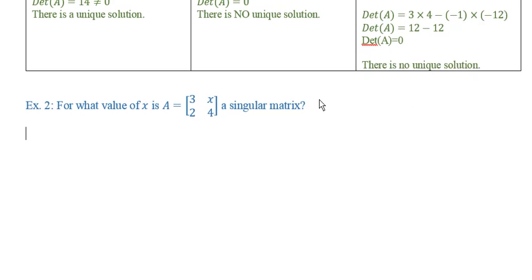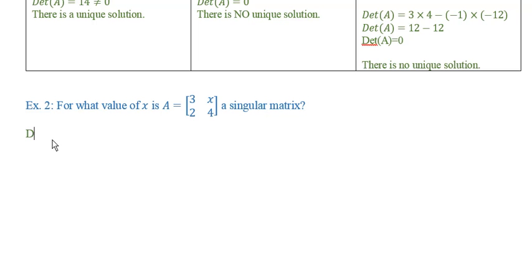So for example here, example 2, for what value of x is A equals 3x to 4 a singular matrix? Okay, so again, this is where the terminology really comes into play. If you don't know what a singular matrix is, you can't answer the question. Remember, this is the error that the CAS will give you, that if you do try and find the inverse of a matrix that doesn't exist, it will tell you that it is a singular matrix. So, singular matrix means the inverse does not exist.